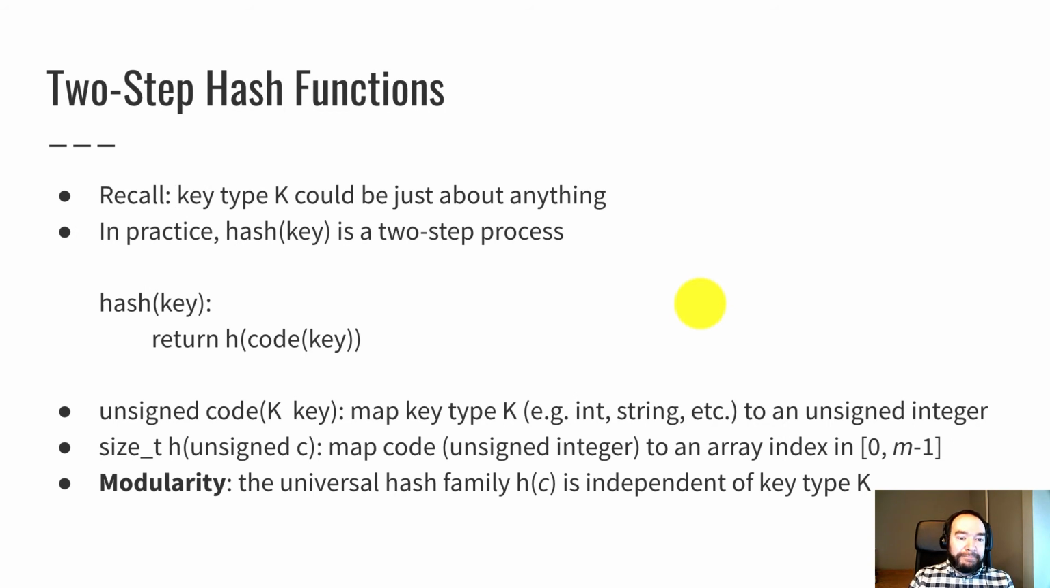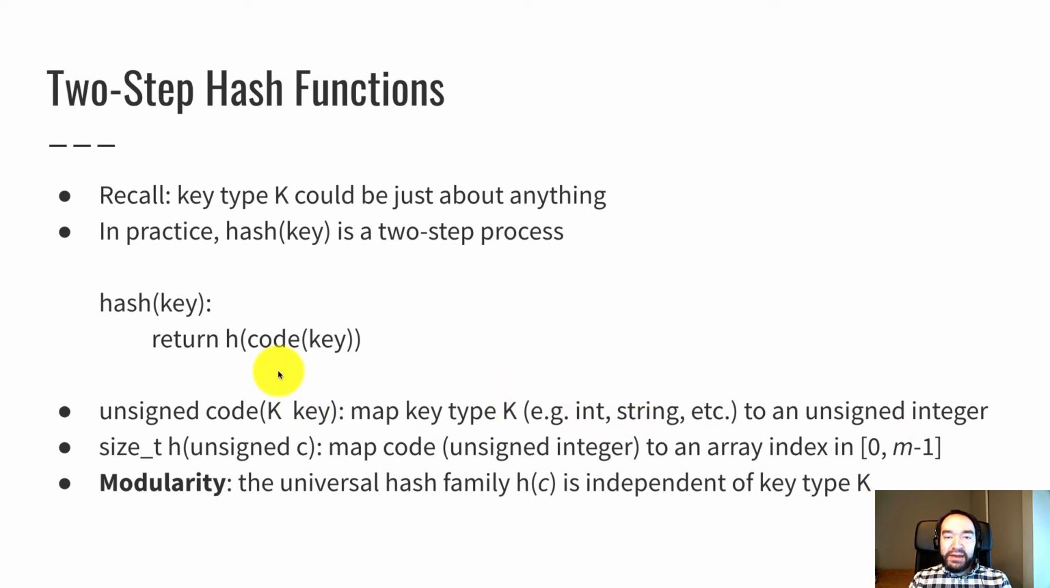Okay, so the actual hash functions are usually defined to work in two steps. Remember that the key type k could be just about anything. It could be just about any data structure you want: int, float, char, string, a user-defined class, whatever. So to deal with that in practice, usually the hash function is a two-step process. There are two separate functions that implement hash of key. There's a first function that I'll call code of key, and what the code function does is it maps the key type k into an unsigned integer.